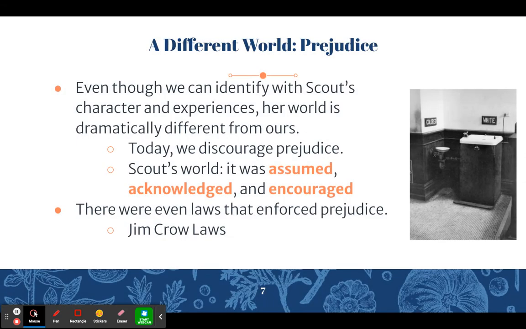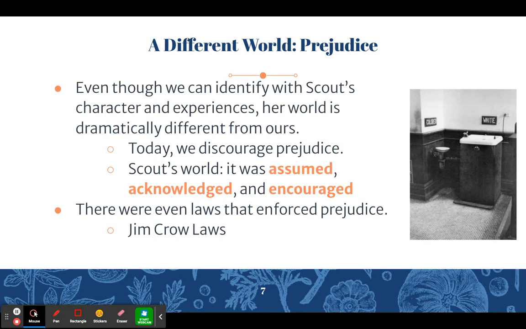Okay, so we're just going to talk about how Scout's world is different than ours. The first thing we're going to look at is prejudice. We can identify with Scout's character and her experiences, right? She's an 8-year-old girl. We've all been 8 years old before. She's going to school for the first time, dealing with her brother who's bothering her, and making friends. These are all things that we can relate to. But her world is dramatically different than ours.